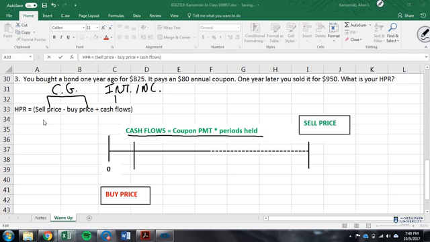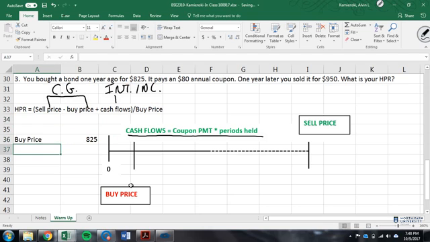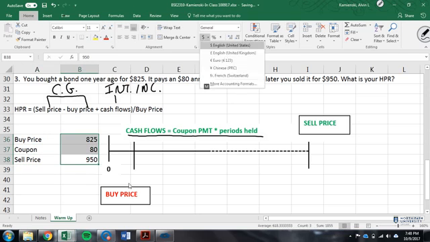The first piece says, how good are you as a trader? The second piece said, what type of recipient were you as an investor? And we divide that all by the buy price, which we think of as our initial investment, or the amount of money it took us to get started on purchasing. So if we take a look at this problem, our buy price was $825, and our coupon was the $80, and our sell price was the $950. Those are the 3 inputs that we need.